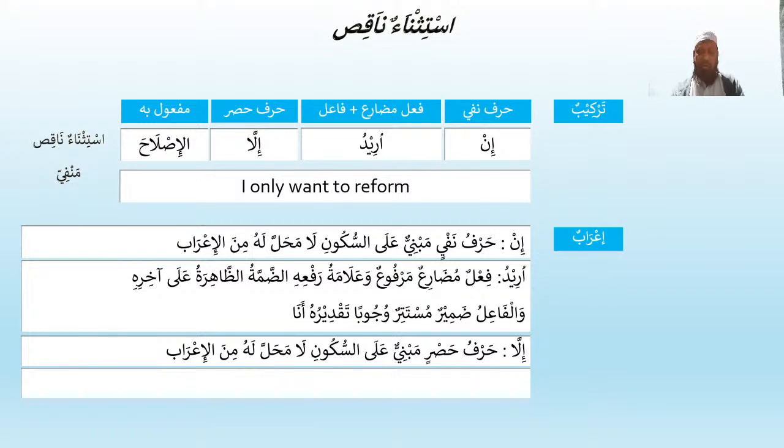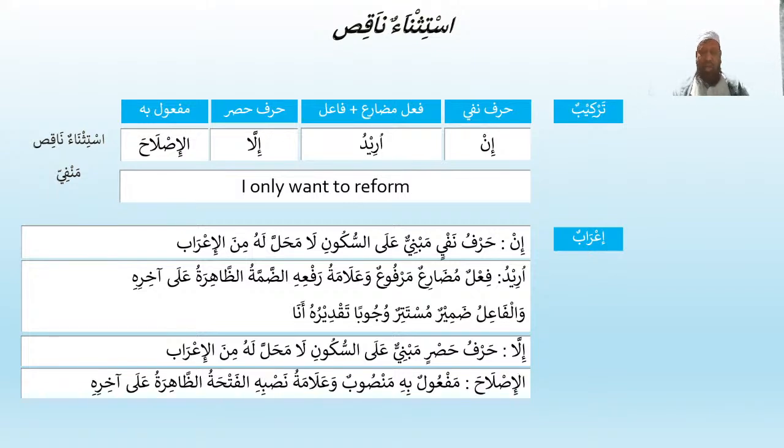That is also considered the istithna naqis, because this harf istifham and ism istifham is an-nafy ad-dimni. The nafi is understood from the sentence. Okay, al-islaha maf'ulun bihi mansubun wa alamatu nasbihi al-fathah adh-dhahirah ala akhirih. So we are doing the i'rab of mustathna hasab al-mawqi'. Okay, so we're not going to call it istithna. We will call it whatever the slot is.